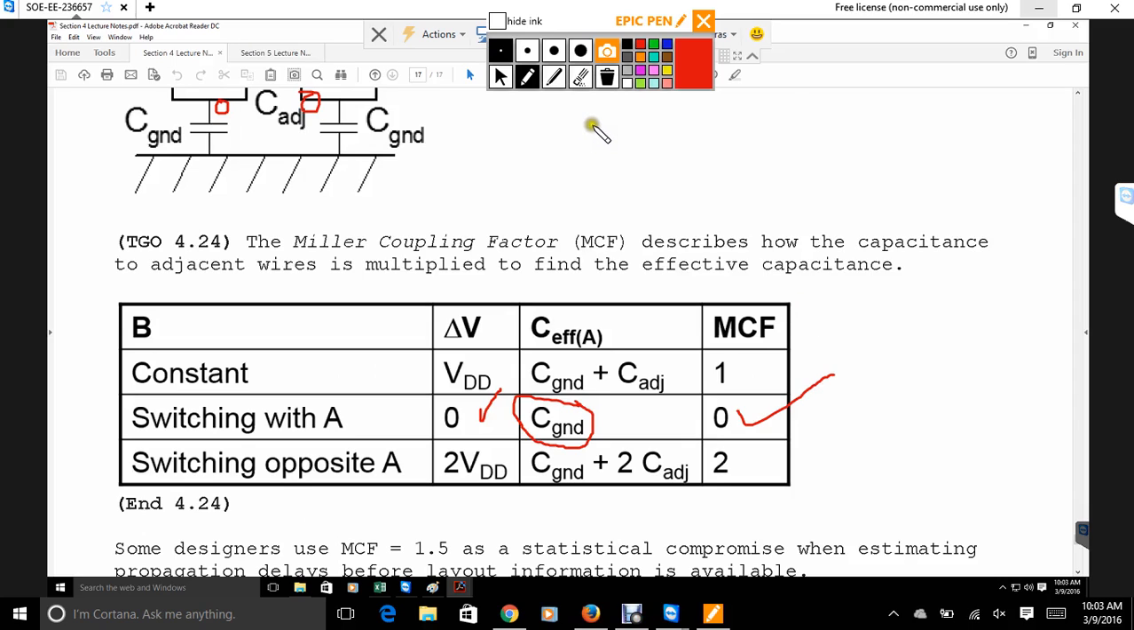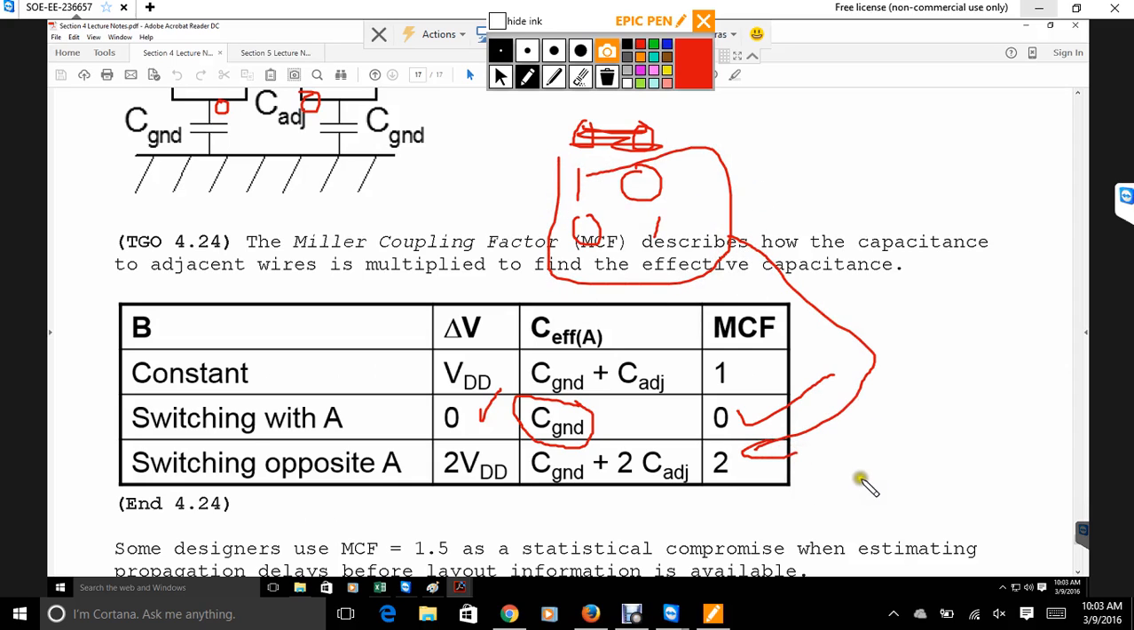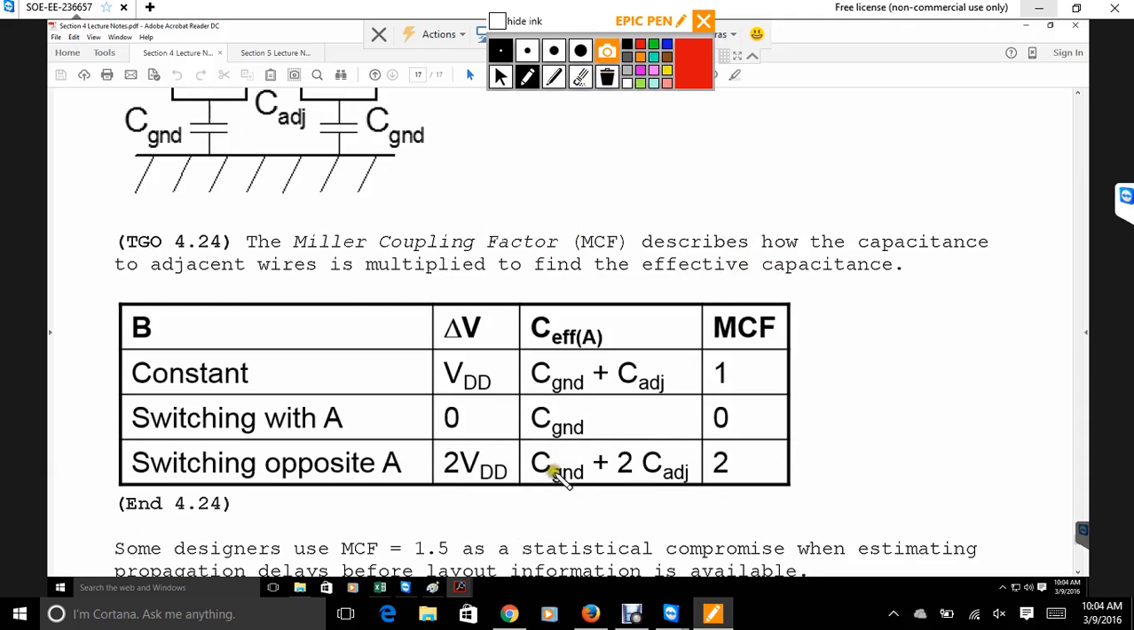So then our worst case scenario is, let's say they are both zeros and it switches opposite. So 1, 0, and then we have a case where it becomes 0, 1, right? So this is our worst case scenario here. So now the change in voltage is we're going to be 2 times the supply voltage. And then the effective capacitance is ground plus 2 times the adjacent capacitance, because we have both of them switching. And therefore, the Miller coupling factor is going to be 2. And so this is the TGO, and let me read the formal definition.